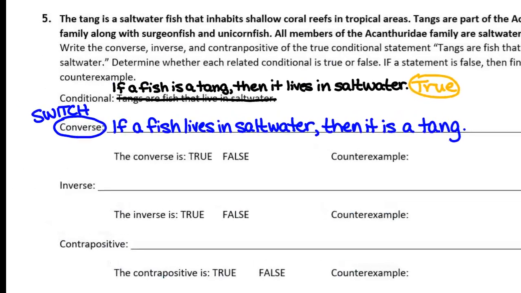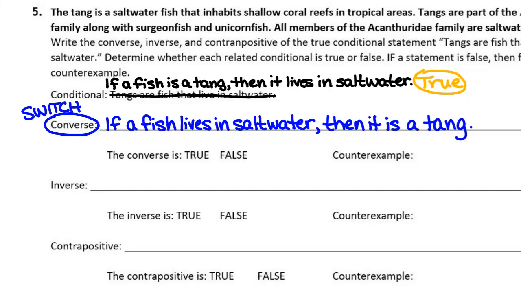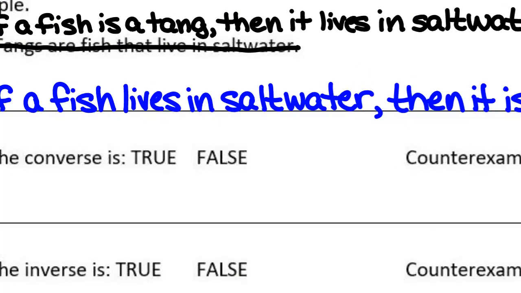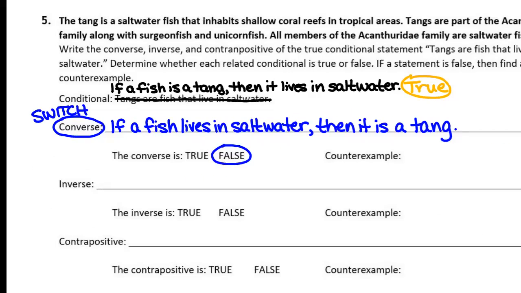Is that true or false? If it is a fish that lives in salt water, does it have to be a tang fish? No. So this would be false. So let's think up a counterexample then. I would need a counterexample that makes the first part of the sentence true. I need a fish that lives in salt water, but the second part of the sentence to not be true. So I need a fish that lives in salt water, but is not a tang fish.